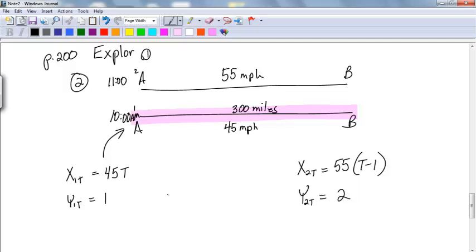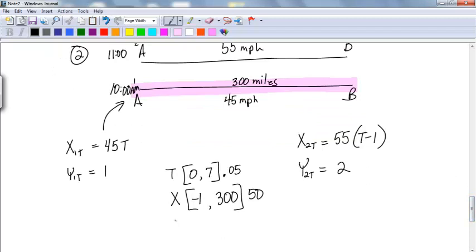Approximately. So for time, let's go 0 to 7 hours, and I'm going to go 0.05. I want to slow it down a little bit. For X, I want to see the mark, and I want it to end at 300, and I'm going to go scale 50. Then for Y, I just need to make sure these are inside my window, so I'm going -1 to 3, scale 1. Now, don't run this yet, but let's put it in.